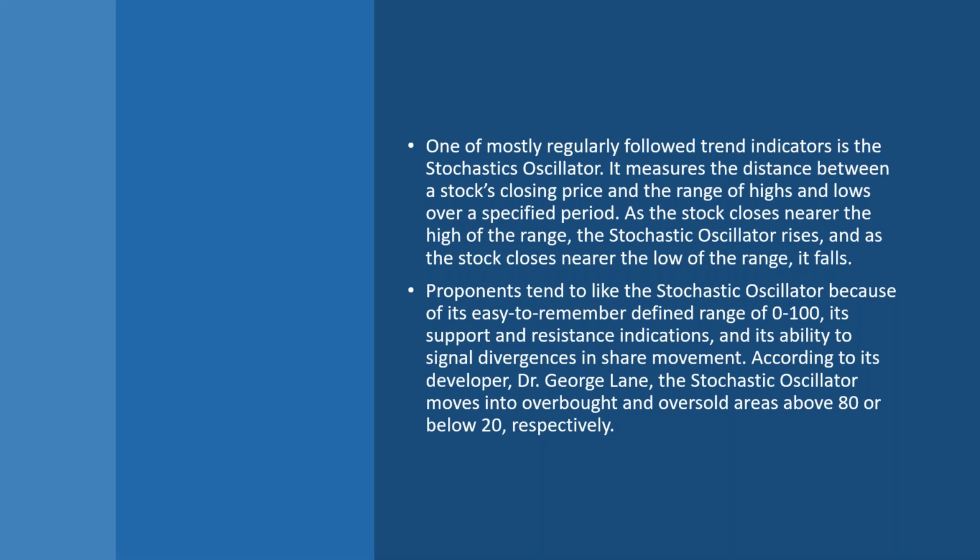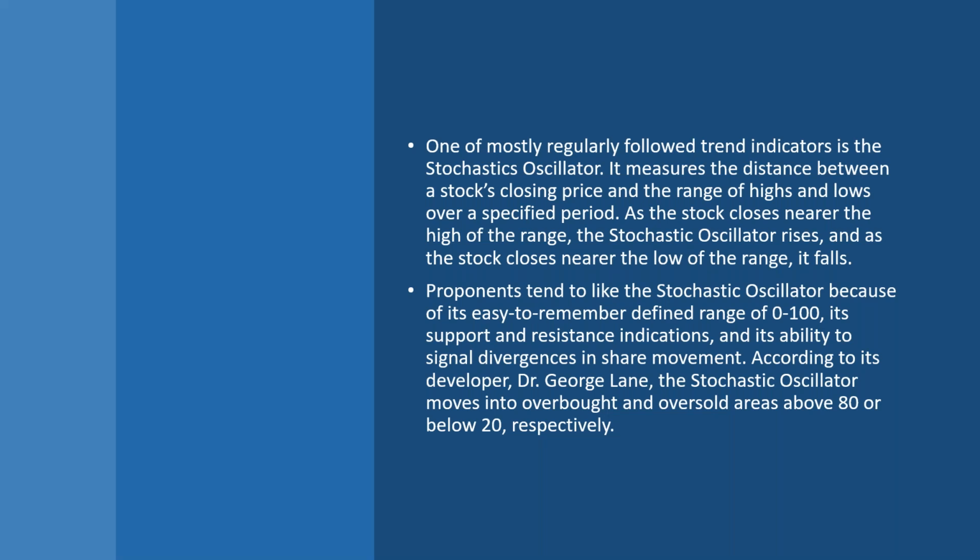Okay. So one of the most regularly followed trend indicators is the stochastics oscillator. It measures the distance between an asset's closing price and the range of highs and lows over a specific time period. As the asset closes nearer to the high of the range, the stochastics oscillator rises. And as the stock closes nearer the low of the range, it falls. So what stochastics looks at is how high or how low an asset has been trading over a period of time and where it's falling in this range.